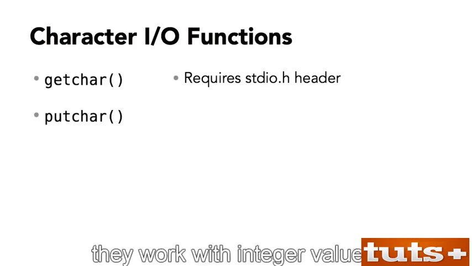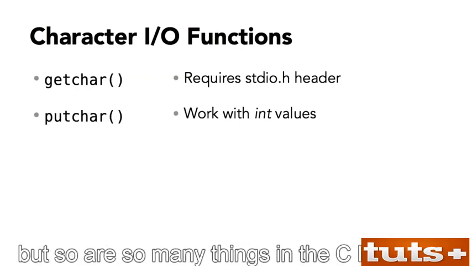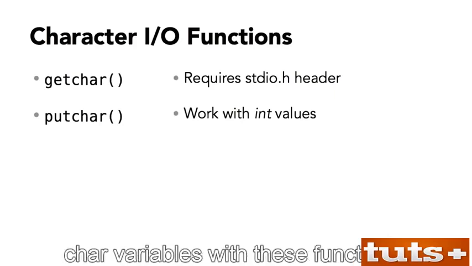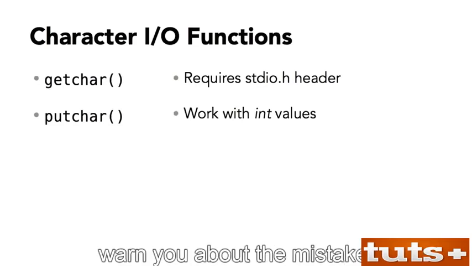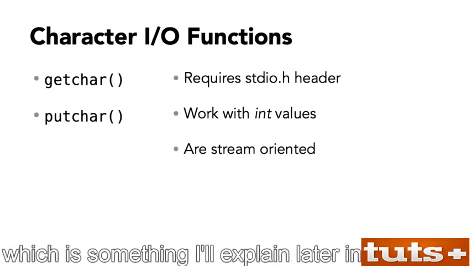Yes, that's weird, but so are so many things in the C language. In fact, you may find yourself frequently using char variables with these functions. When you do, the compiler may gently warn you about the mistake. Finally, these functions are stream-oriented, which is something I'll explain later in the movie. Integer variable c is declared at line 5.